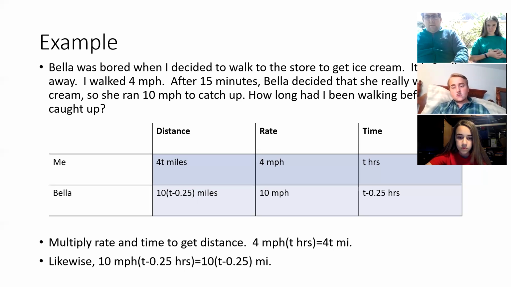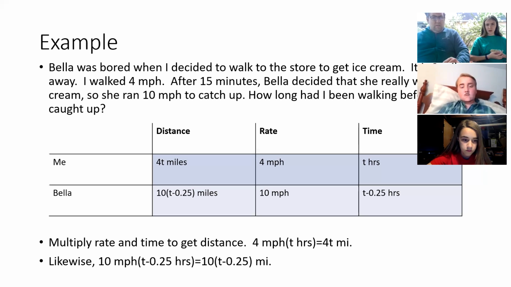Any part of this table confusing? You guys get that so far? Okay, but I don't get how you got the time. I get how you multiplied time times rate to get distance, but I don't.